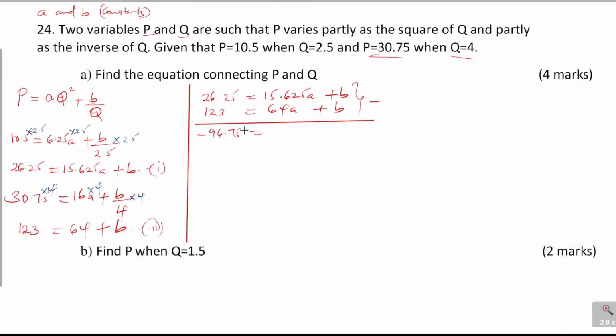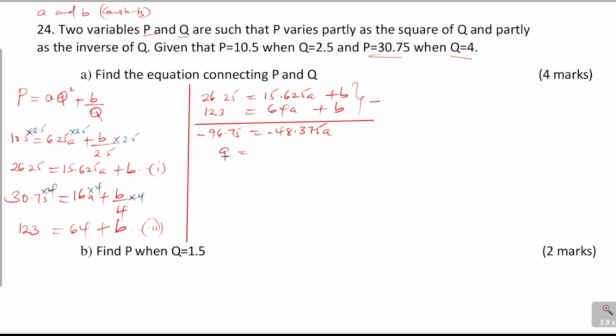Then 15.625 subtract 64, that gives negative 48.375. Then B will be eliminated, so this is A. So therefore A will be given by, divide both sides by negative 48. So you have negative on both sides, so you shall have a positive answer there.